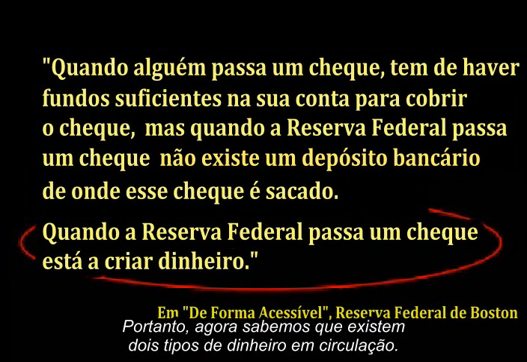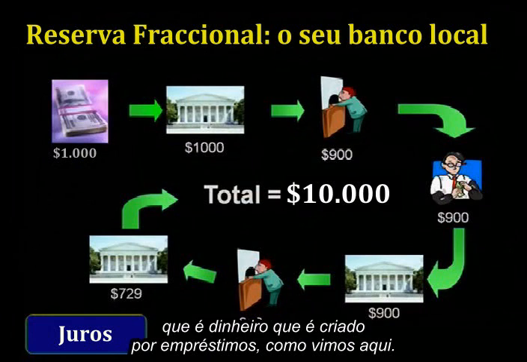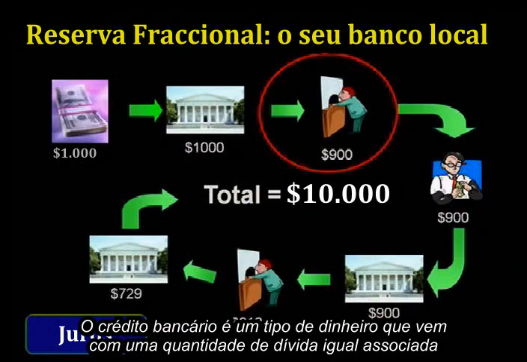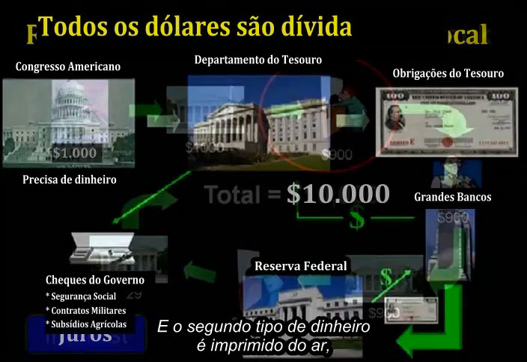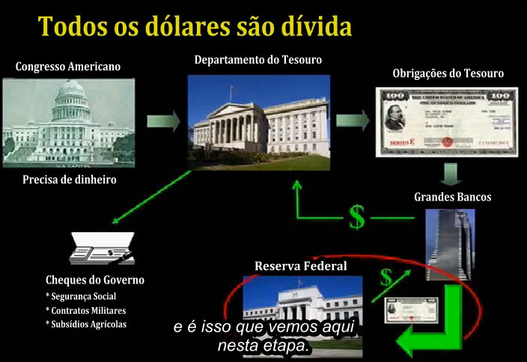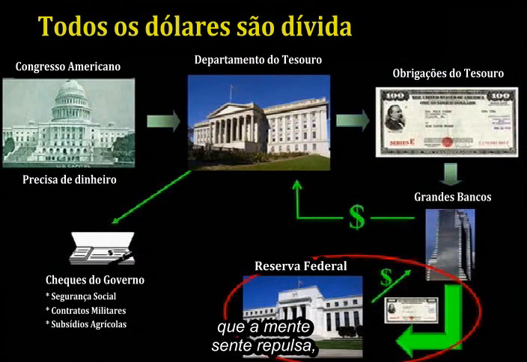So now we know that there are 2 kinds of money out there. The first is bank credit, which is money that is loaned into existence, as we saw here. Bank credit is a type of money that comes with an equal and offsetting amount of debt associated with it, debt upon which interest must be paid. And the second type of money is printed out of thin air, and that's what you see right here at this stage. The process by which money is created is so simple that the mind is repelled.